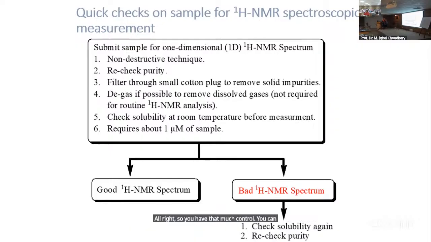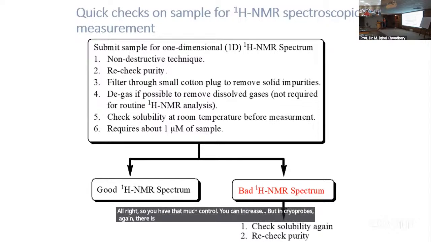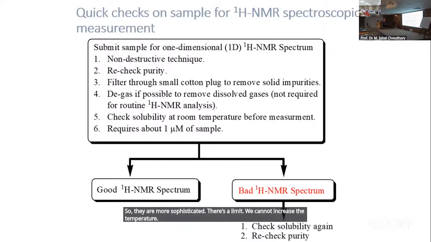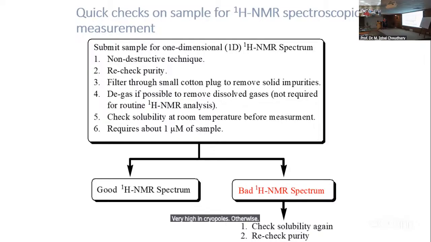You can increase it, but in cryoprobes, there is another technology that we are using. We have two 600 cryoprobes, one 500 cryoprobe, and one 800 cryoprobe. So they are more sophisticated. There's a limit. We cannot increase the temperature very high in cryoprobes. Otherwise, there are specialized probes. Dr. Iqbal will discuss all this technology with you.